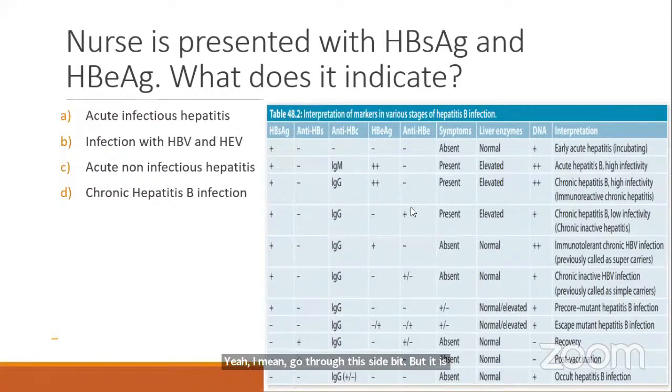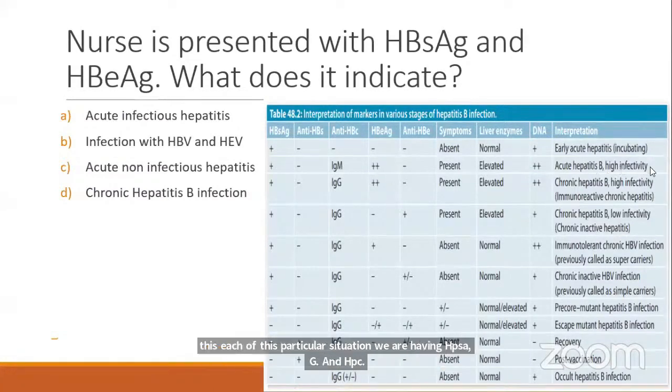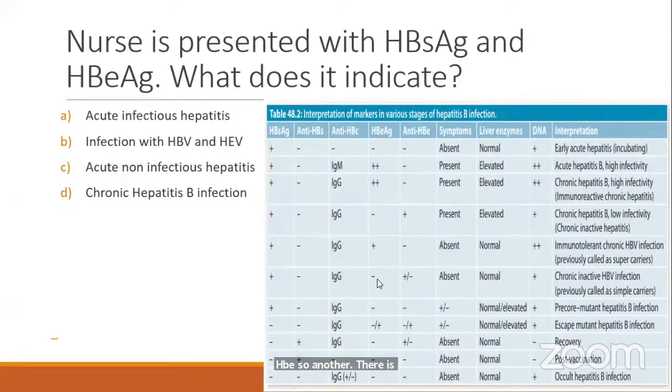Try to learn and mug up. The concepts are very easily given in each of these particular situations. We are having HBsAg, anti-HBc, HBeAg. So whenever there is a raised HBeAg, it is simply showing that there is high infectivity. Okay, and presence of anti-HBs is seen only in case of post-vaccination and recovery.